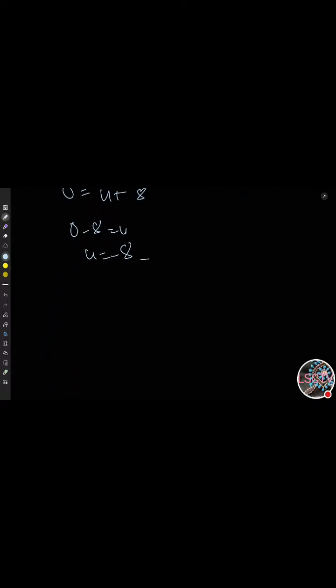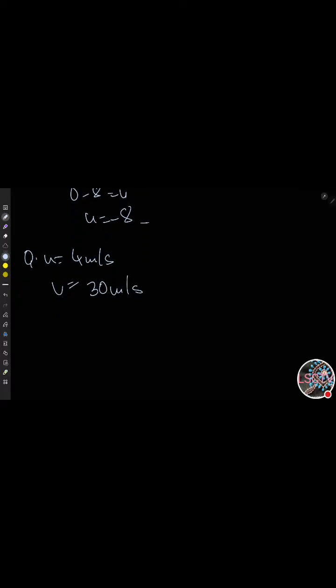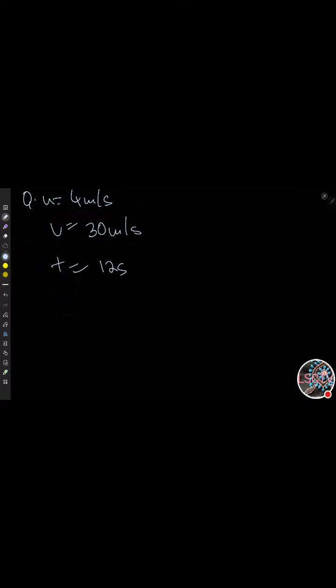Fine. Now, second question. Here u, the initial velocity, is equal to 4 meter per second. Here the final velocity is equal to 30 meter per second. Time is equal to 4 seconds. Let's change the time. Okay, 12 seconds. Find the acceleration.